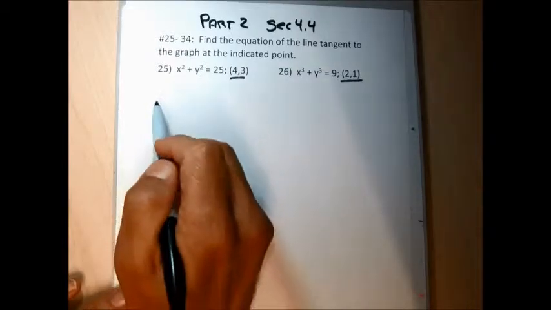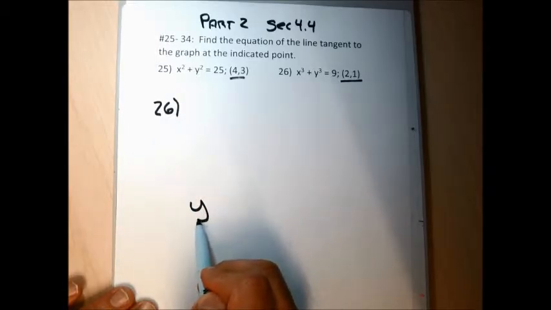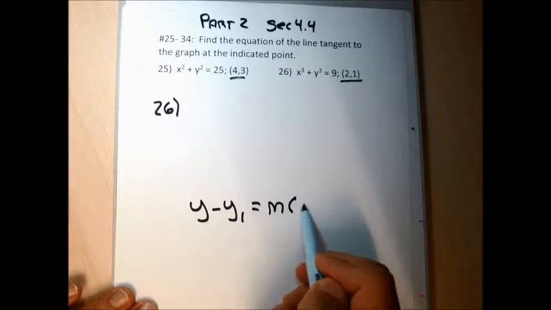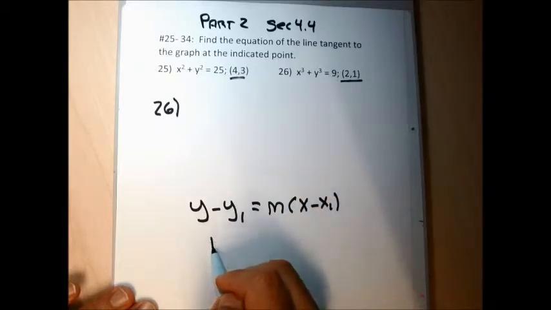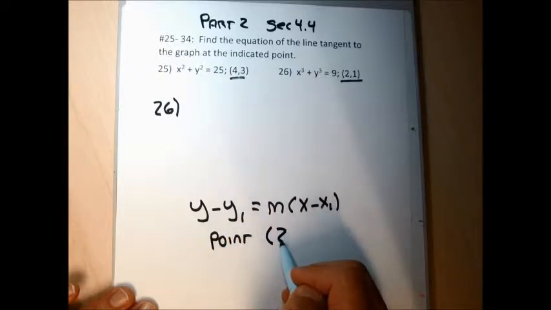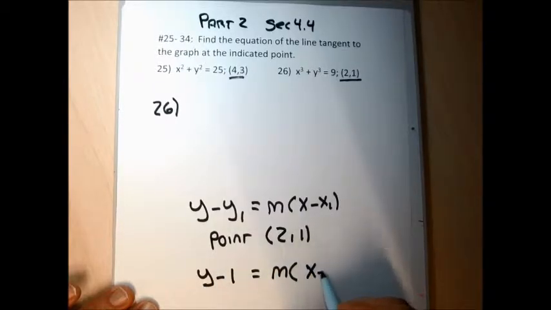So for 26, eventually I'm going to go y minus y1 equals m times x minus x1. And to do this, I need a point and a slope. I have the point, so I already know it's going to be y minus 1 equals m times x minus 2. I just don't have the slope.